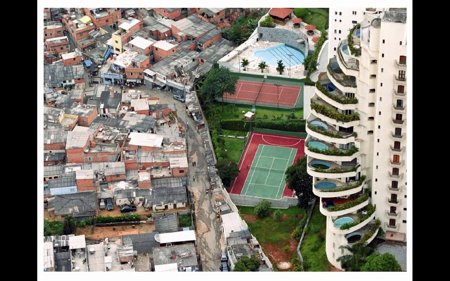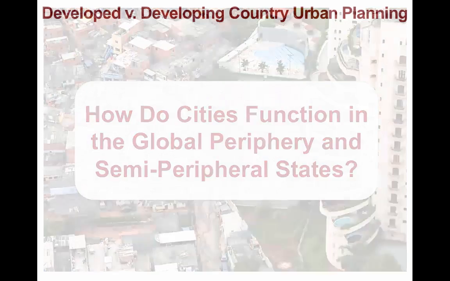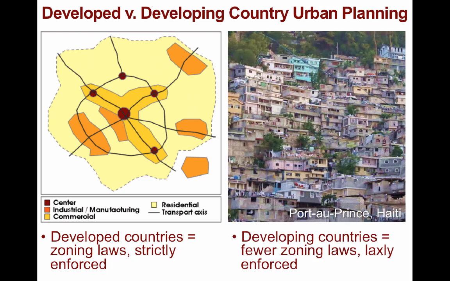In this video, we're going to look at this essential question: how do cities function in the global periphery and semi-peripheral states? Now, recall that developed countries have cities that contain functional zonation through the strict enforcement of codes and laws. On the other hand, cities in developing countries have fewer zoning laws and often can only laxly enforce them, especially as the urban landscape expands outward.